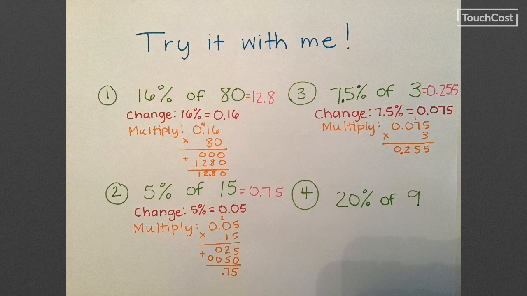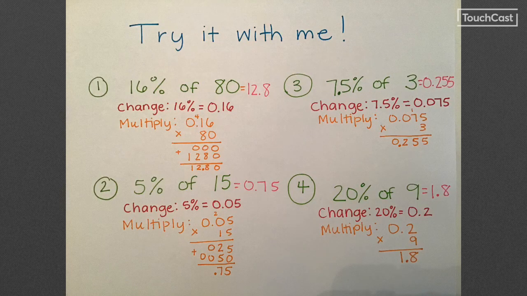For question number 3, we have a decimal within our percent. So when we change 7.5%, it's going to become 0.075. Now we need to multiply. 0.075 times 3 equals, again, a number less than 1. This time the answer is 0.225.